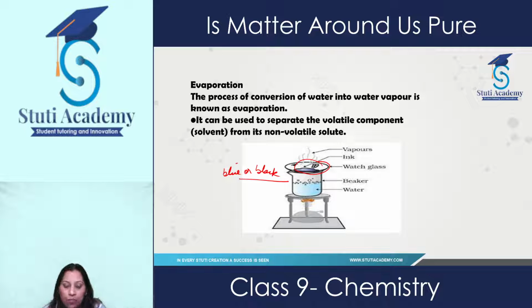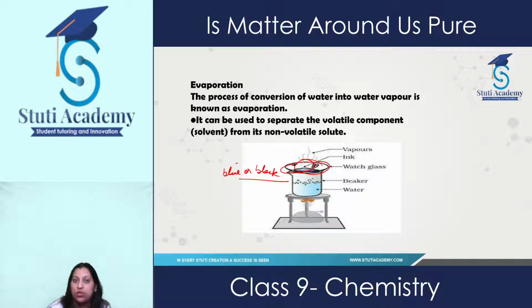Now we add water into it, and then when we provide heat to it, the vapors of the ink evaporate. One ink evaporates and the other one remains behind in the watch glass. And this evaporation process we use when we want to remove water from salt water.